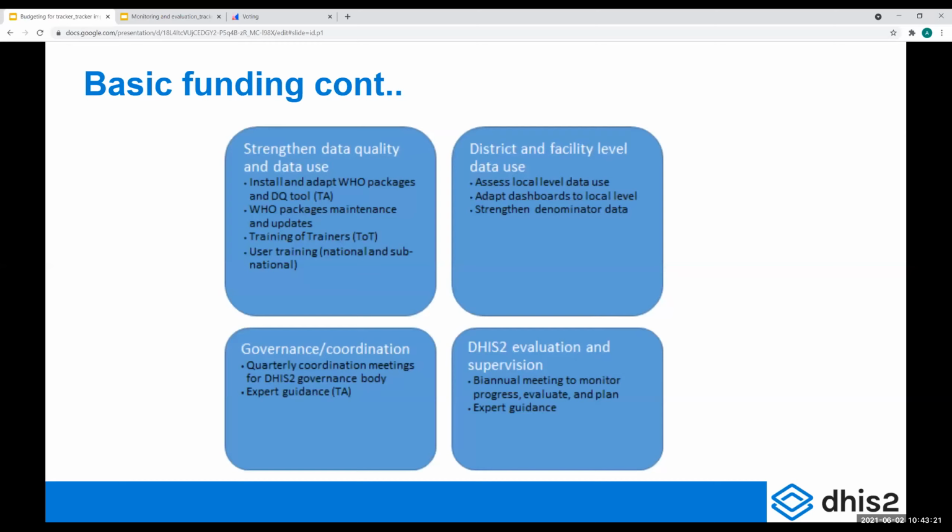Both assessing local level data use, understanding is data being used at the facility and local level. This might mean traveling, visiting the field, visiting clinics, visiting district offices over time, several different ones to understand: is my system being used as I intended? Are they getting the data they need out of the system? If not, why not? And how do you help them?